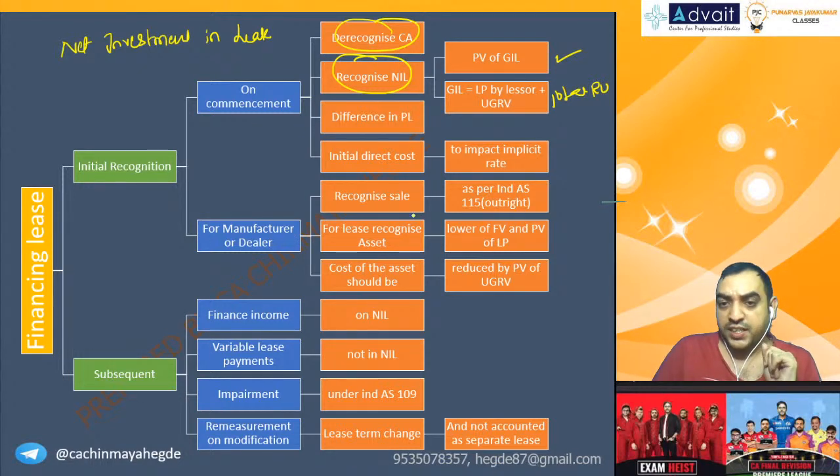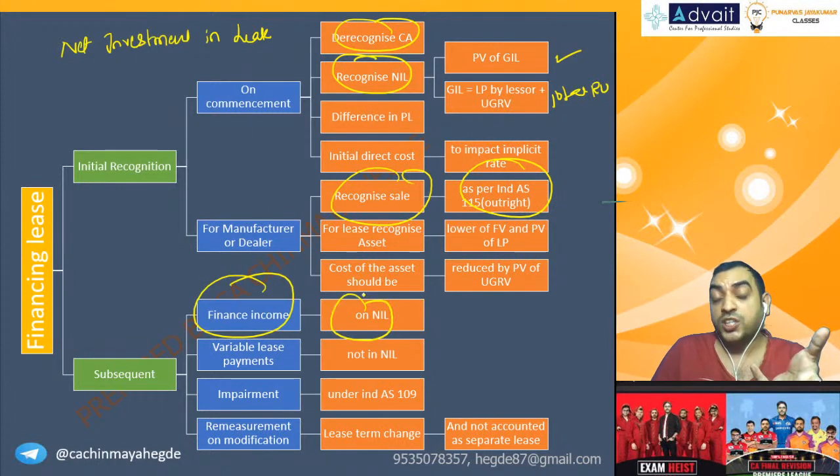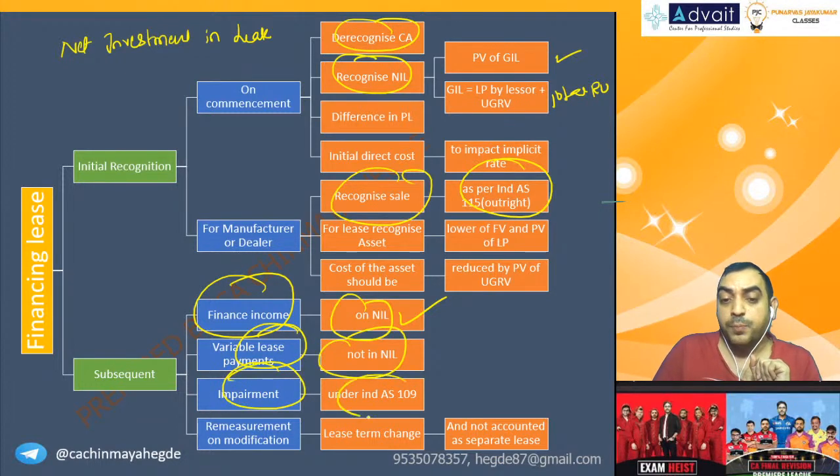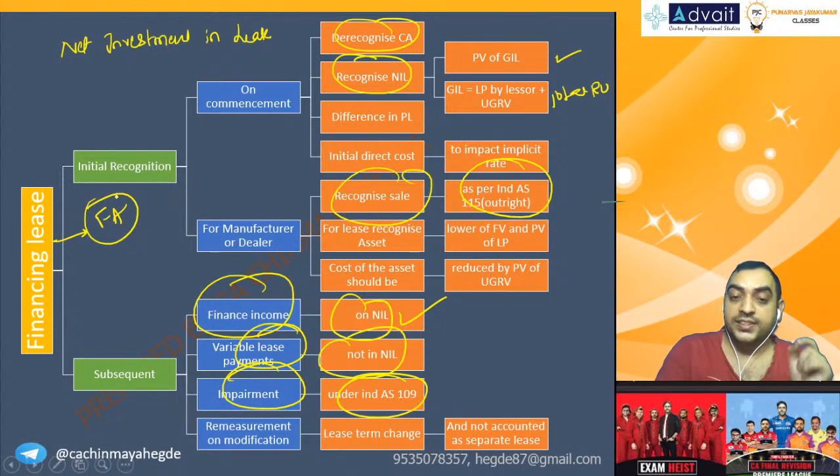For a manufacturer or dealer, you recognize per Ind AS 115. And financial income is recognized like on an amortized cost basis. Variable lease payments, directly take to the P&L account. Impairment, you apply under Ind AS 109. So for financial lease, you will apply Ind AS 109. It is classified like a financial asset. Same concepts will apply.